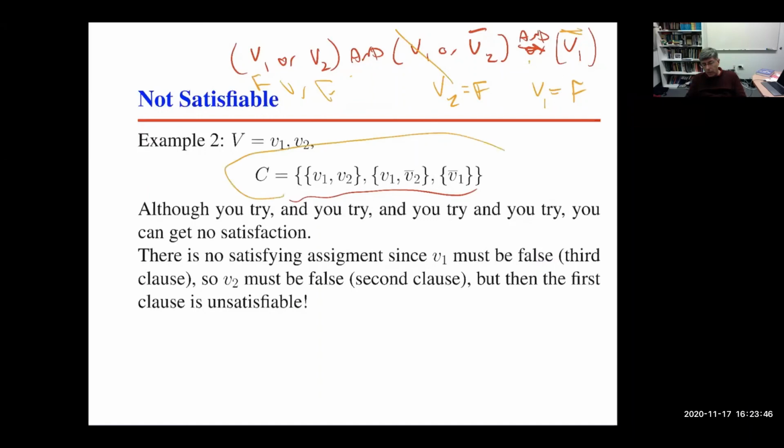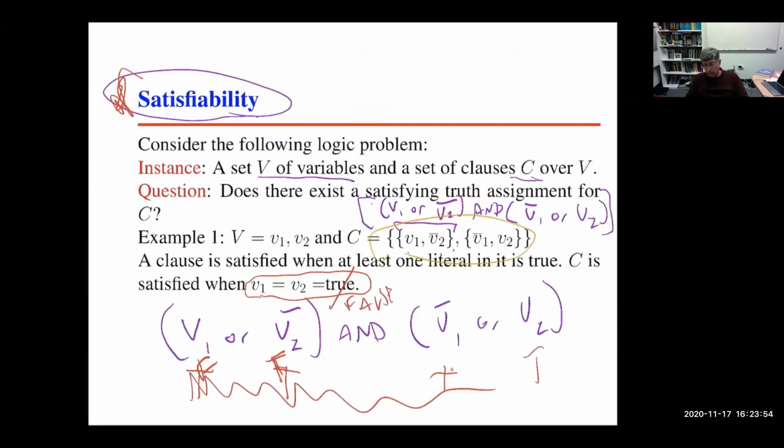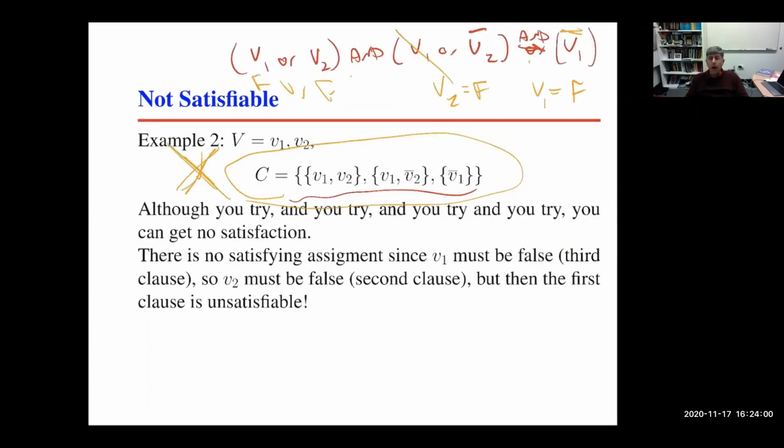Certain logic expressions can be satisfied. This one can't. Certain logic expressions cannot be satisfied. The satisfiability problem takes as input a logic expression and says, yes, there's a way to make it true, or no, there is no way to make it true. Given a logic expression, is there a way to make it true?